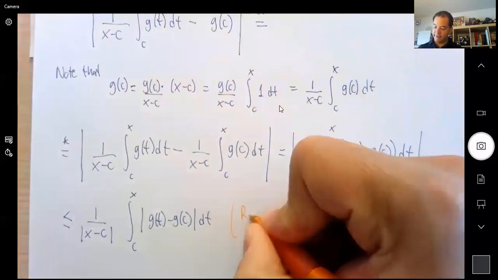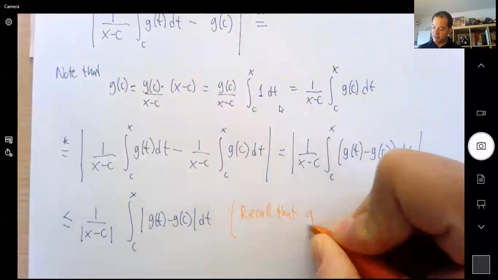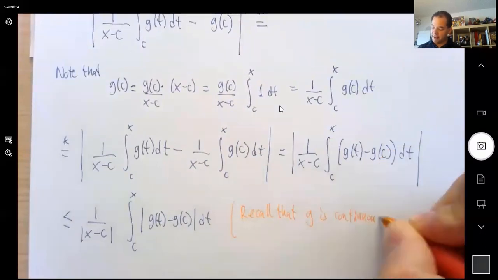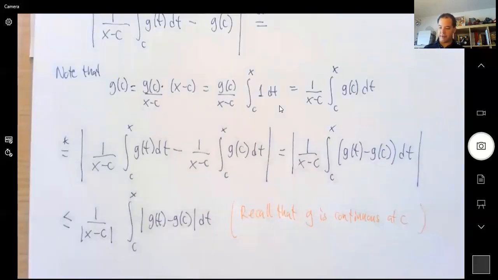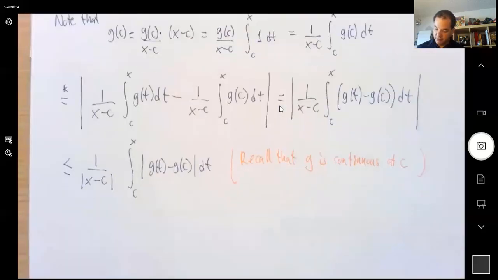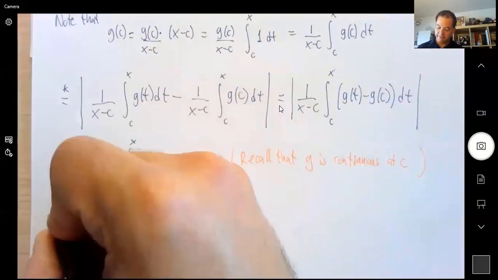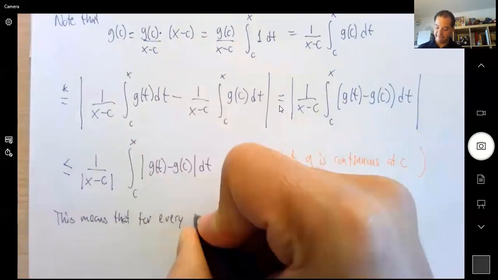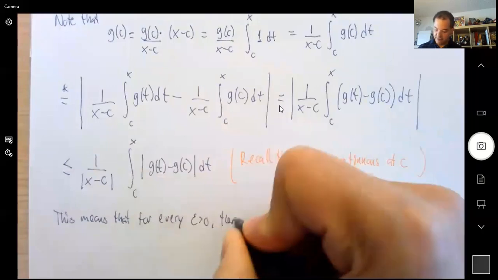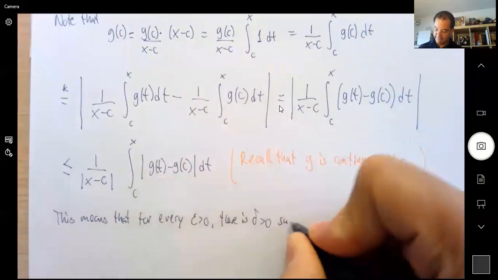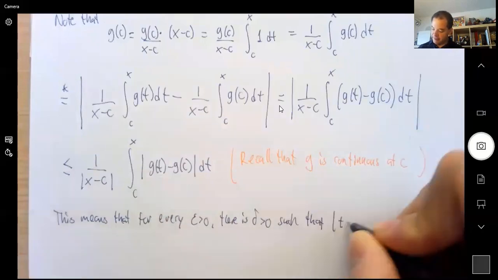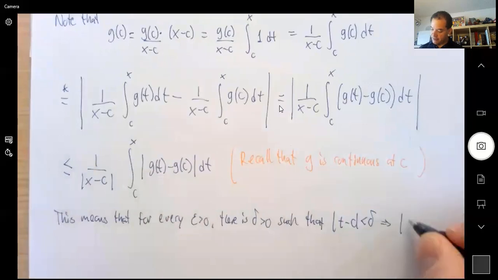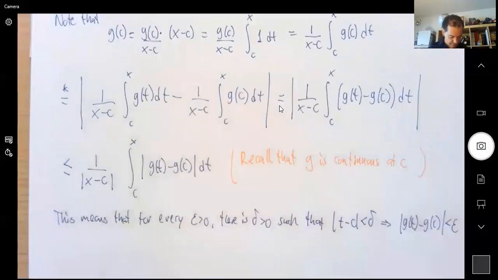So recall that little g is continuous at c, right? What is the meaning of that? Let's write it here. This means that for every epsilon, there is delta such that if t minus c is less than delta, then g of t minus g of c is less than epsilon, right? And this is the part we want to use.